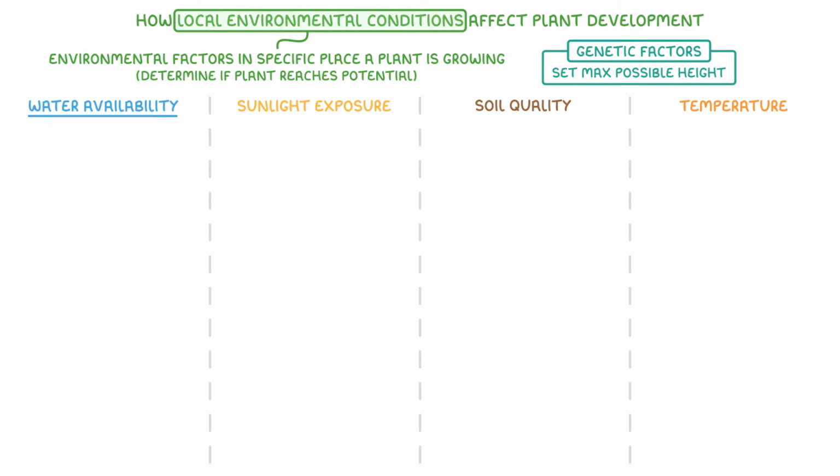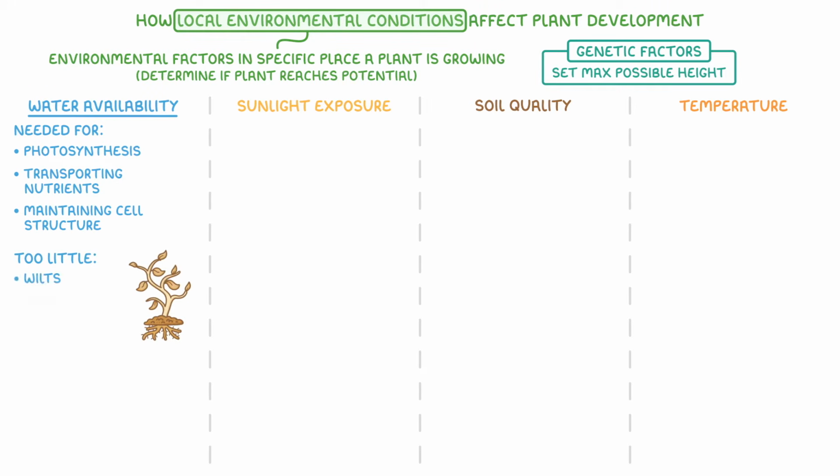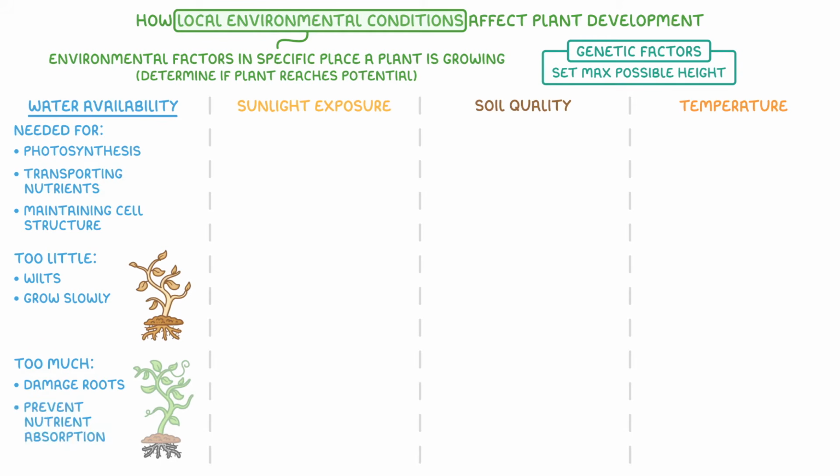Water availability is crucial because plants need water for a whole bunch of things: photosynthesis, transporting nutrients, and maintaining cell structure. Too little water causes plants to wilt and grow slowly, but too much water can damage roots and prevent proper nutrient absorption too.